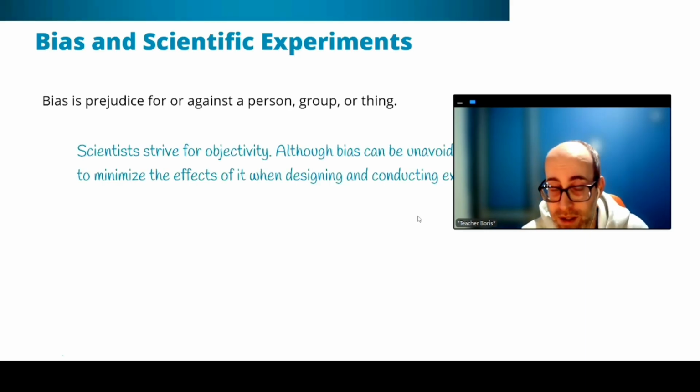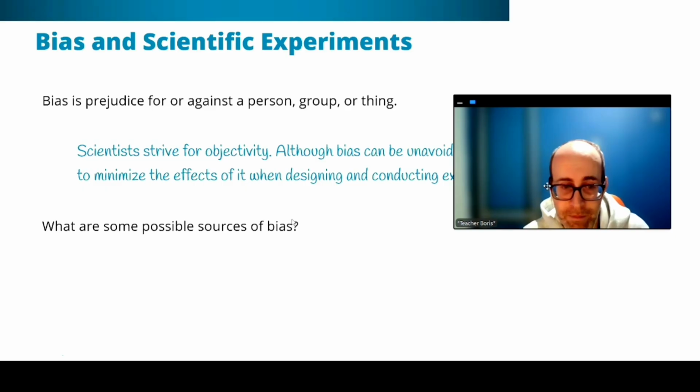The important thing if you're a scientist is not to pretend that you have no bias, but rather to acknowledge that you do have bias and try to minimize it when you conduct experiments and when you design them. Now, on the GED, what you'll be tested on is possible sources of bias. So let me know in the chat, what can you imagine might be a source of bias in a scientific experiment on the GED?